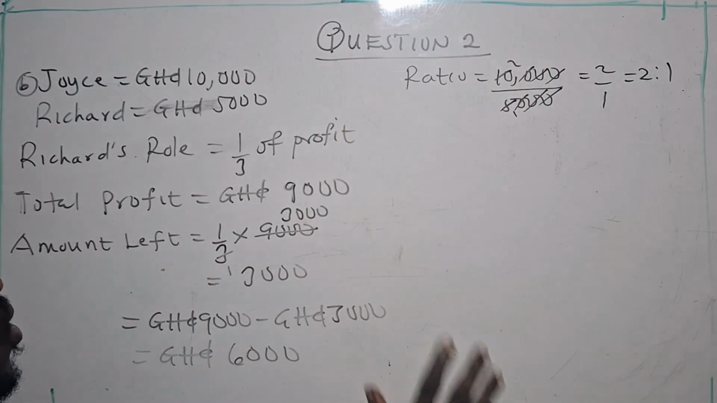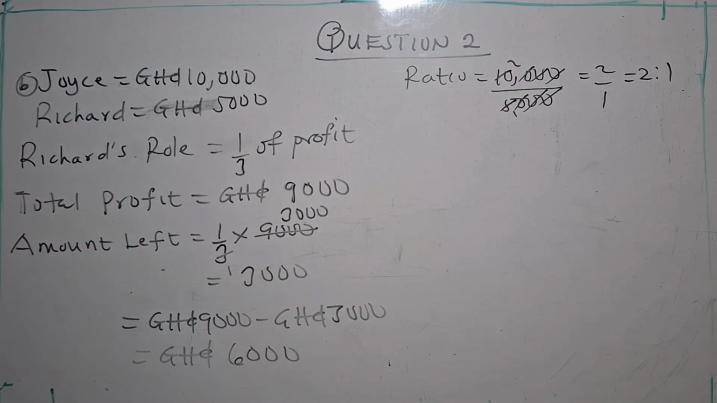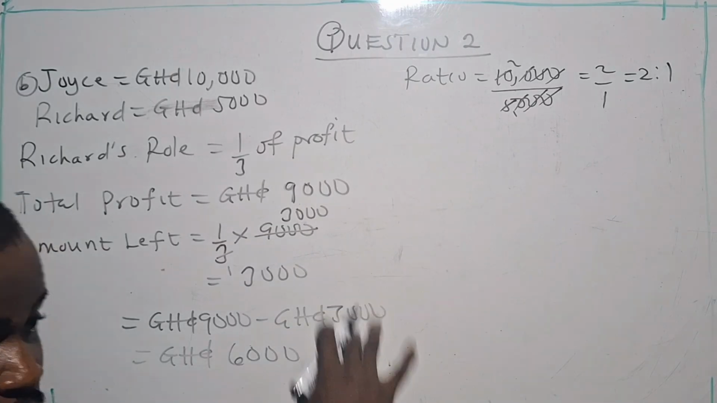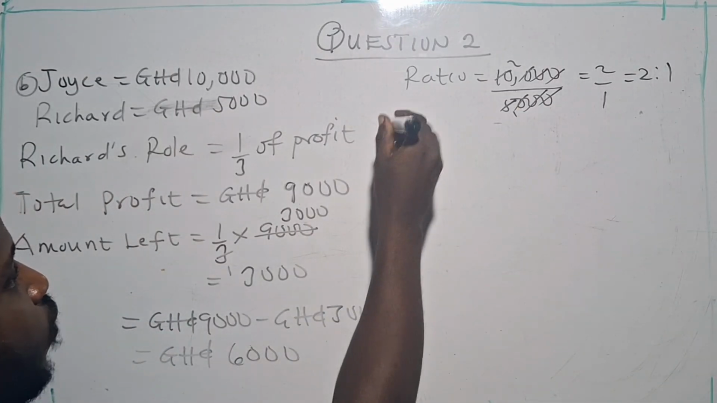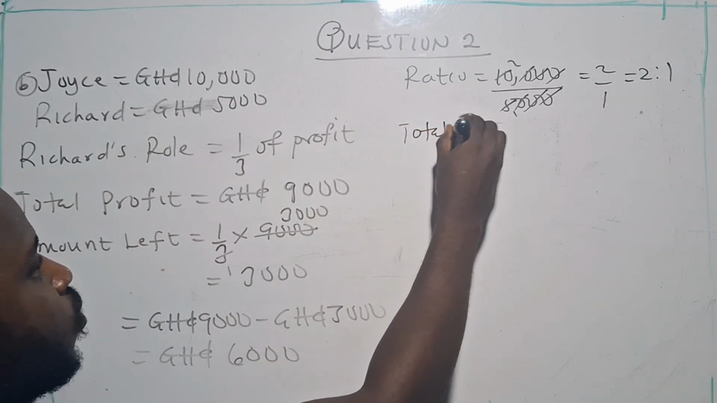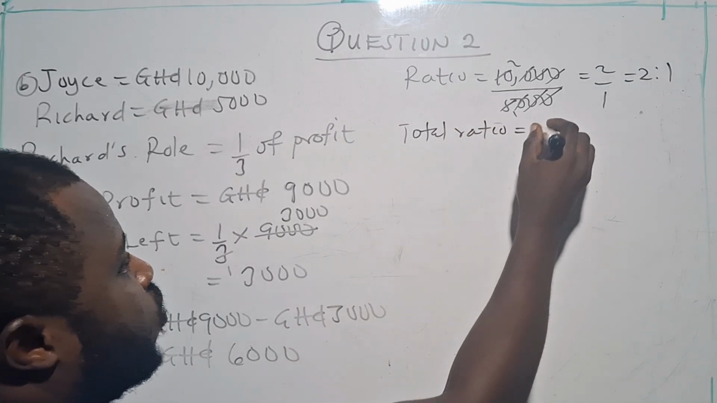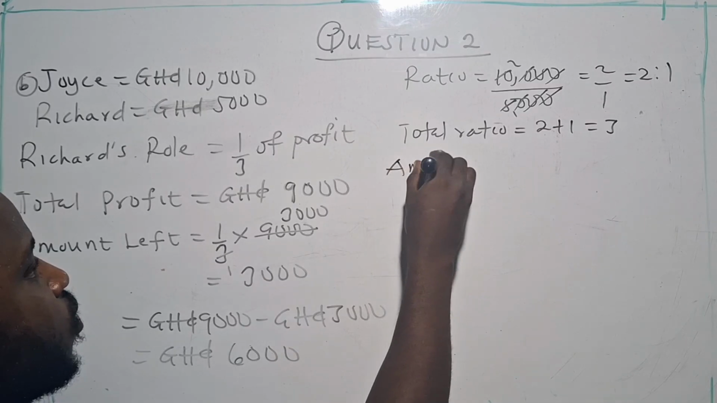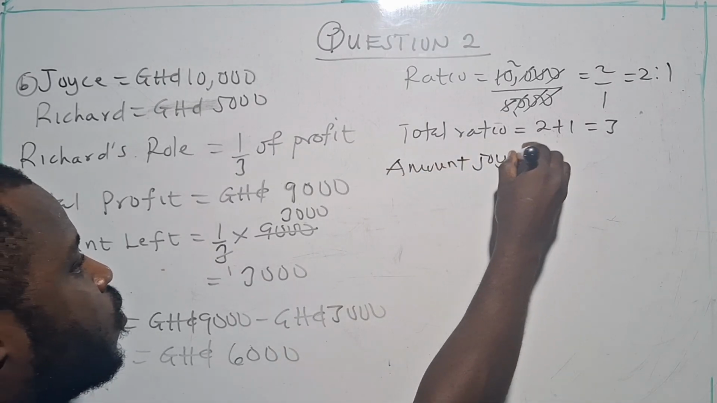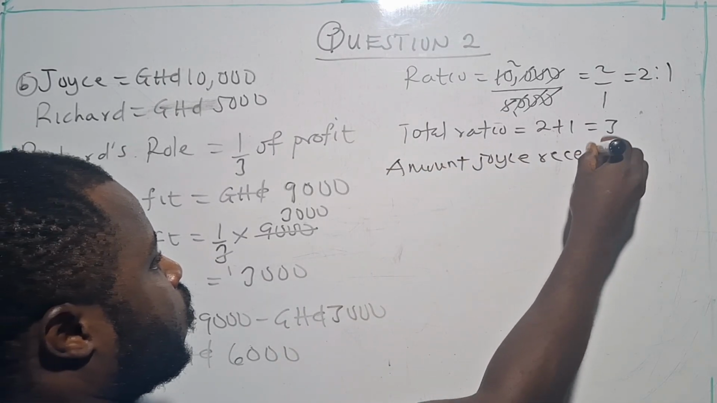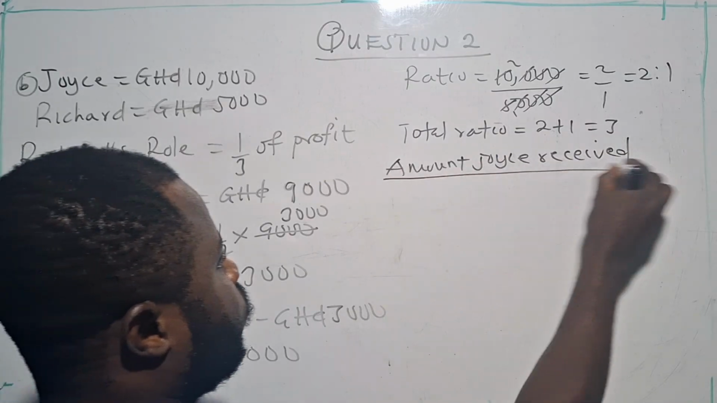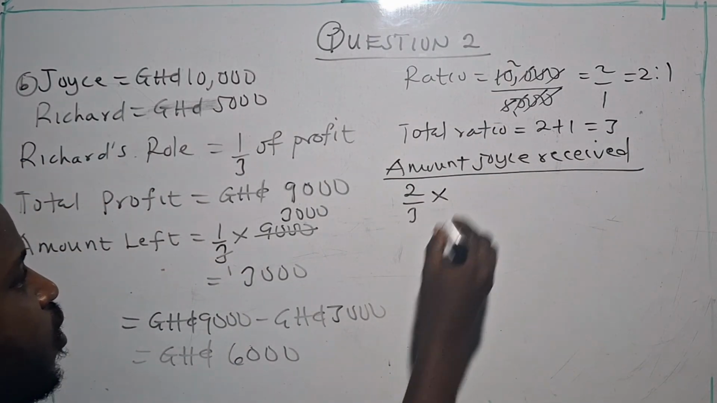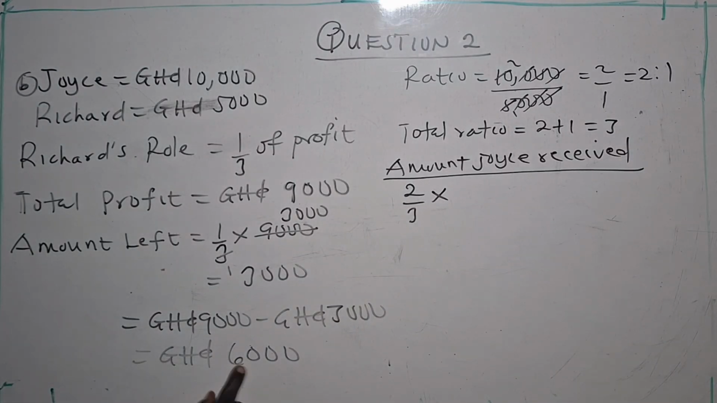Or you can still use the total amount. Calculate it. So amount Joyce received. You are now coming to answer. So you have to find the total ratio. The total ratio will be 2 plus 1, which will be 3. Then amount Joyce received. So Joyce ratio is 2 out of the total ratio 3, and the amount left for them to be shared 6,000.